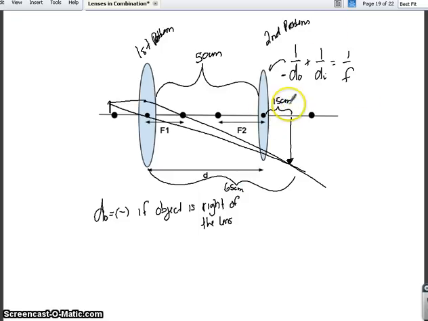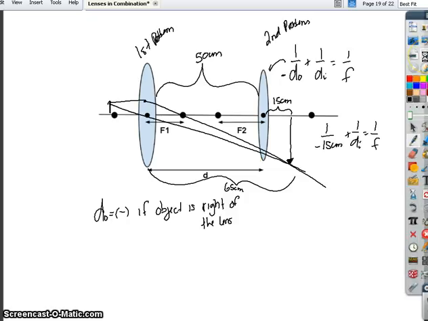So if we were plugging that into this diagram here, we would do 1 over negative 15 centimeters plus 1 over di equals 1 over f. So those are just some common things I want to point out. We're not going to plug in 65. We're going to plug in negative 15 because it's 15 centimeters to the right of the second lens. So once again, good bookkeeping.